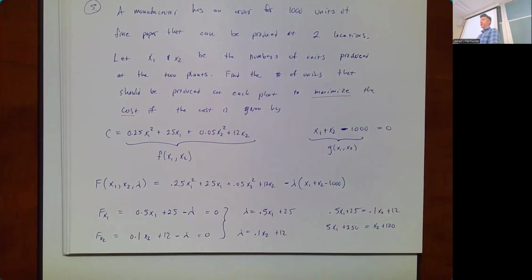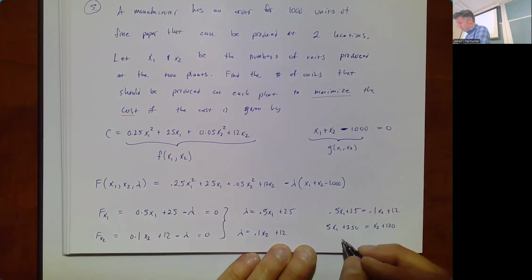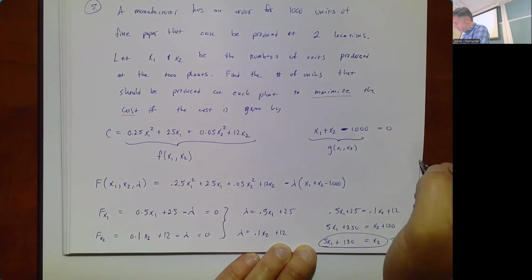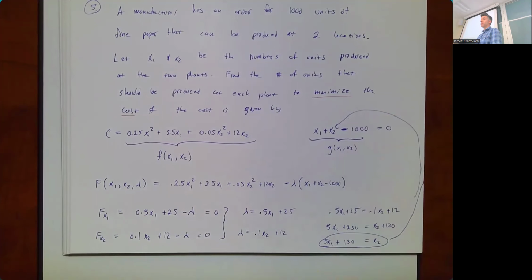And since x2 already has a coefficient of 1, I might as well just isolate it and say that x2 is equal to 5x1 plus 250 minus 120, which is 130. I'm going to take that and substitute it back into my constraint.